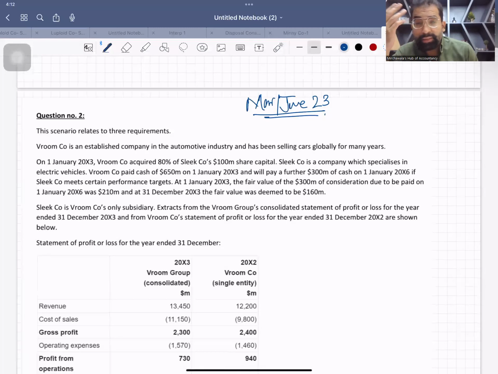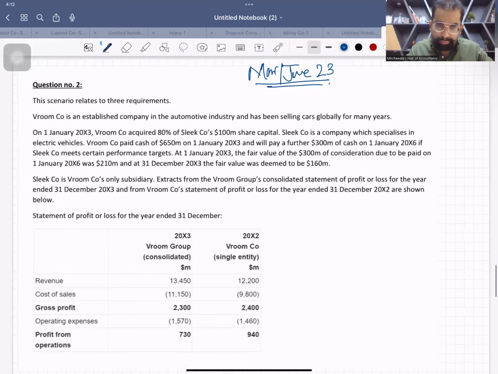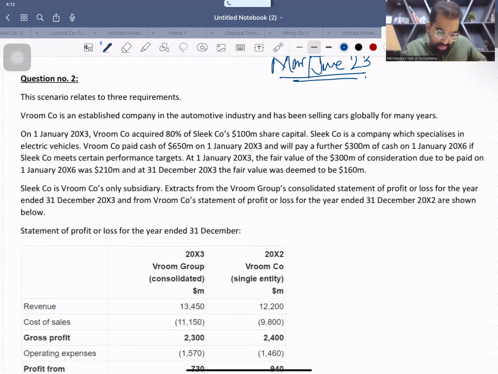And this is the latest past paper. If you can understand this and do this, then the paper is nothing for you, right? Okay, so let's start. Let's not waste the time. Now, the scenario relates to three requirements. There are three requirements in this question. The first two requirements are honestly a piece of cake.